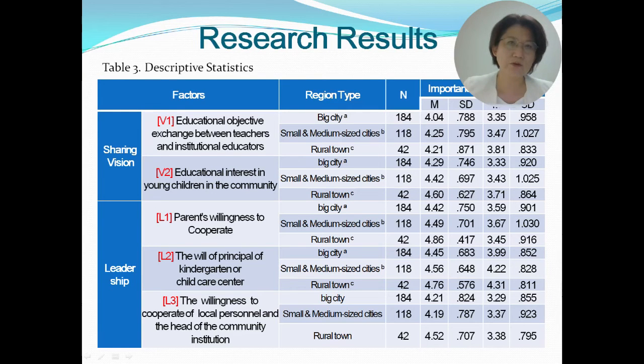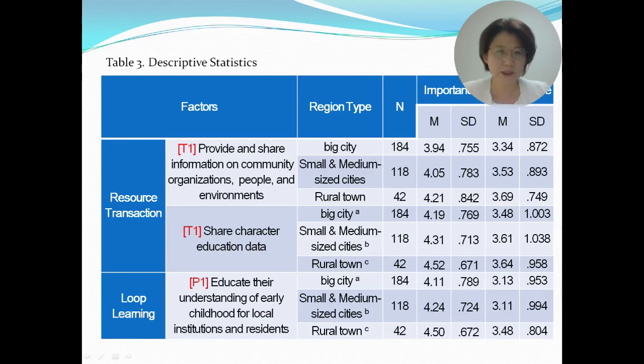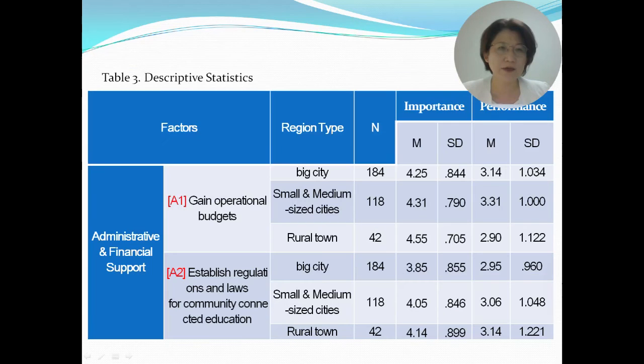We can show the research results. In this table, it is descriptive statistics, 7 factors and sub-factors. There are mean and standard deviation of importance and performance. Interdependence factors and resource richness, resource transaction, loop learning, and administrative and financial support.